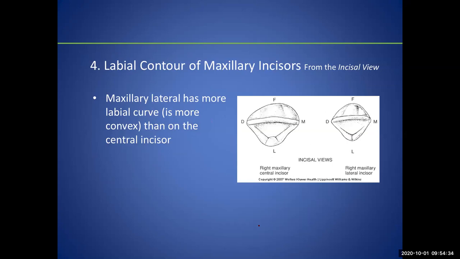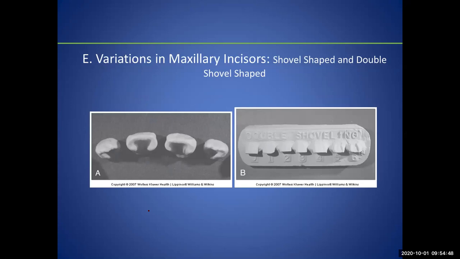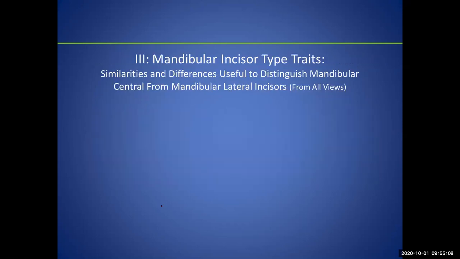Maxillary laterals have more of a labial curve. It's more of a labial curve versus this one stretched out. They can be shovel-shaped or double shovel-shaped, so there can be anomalies or variations. Look at the marginal ridge here. And we're going to get into this in another chapter. These are the marginal ridges that are very distinct. Mesial marginal ridge and distal marginal ridge. That was everything you needed to know about the maxillary incisors.